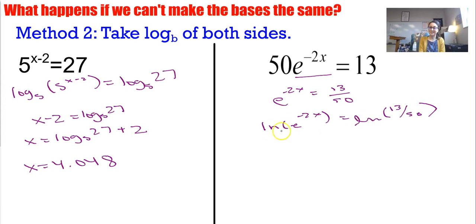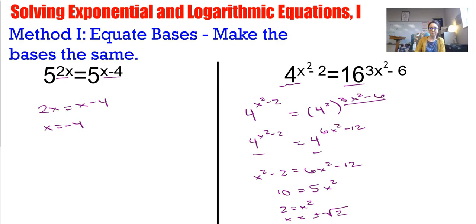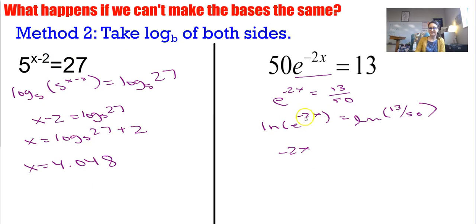All right, now what does the left side reduce to? Just negative 2x, right? Take a look at our warm-up. When ln and e are right next to each other, we just get that exponent back. You can also think of this as a power rule. Fly that negative 2x forward, and then you have just times ln of e, which is 1. So negative 2x on the left.